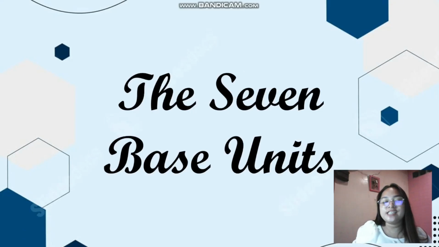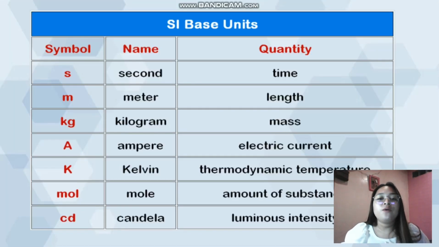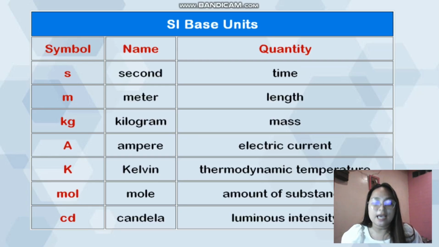Now let's know the 7 base units, which are very useful in the SI units. Here is a table of the SI base units, with the symbol, name, and quantity. The second has the symbol S and the quantity is time. Meter is m, for length. Kilogram is kg, for mass. Ampere is A, for electric current. Kelvin is K, for thermodynamic temperature. Mole is mol, for amount of substance, and candela is cd, for luminous intensity.